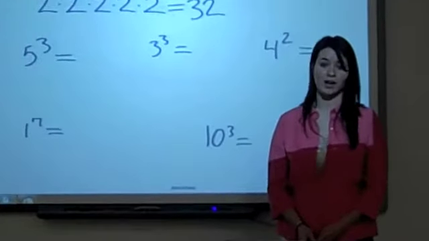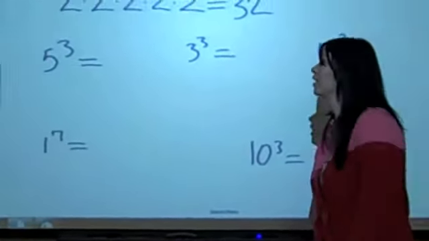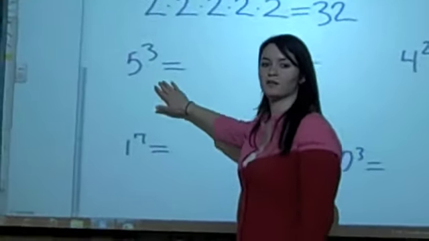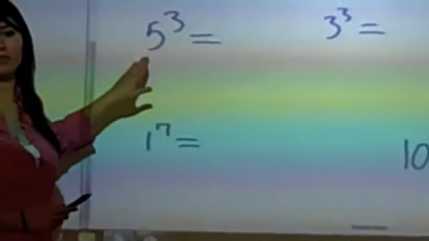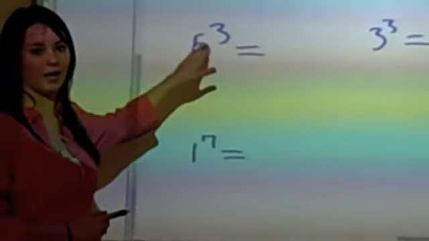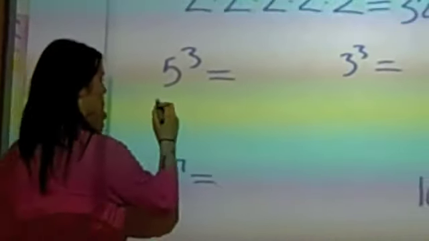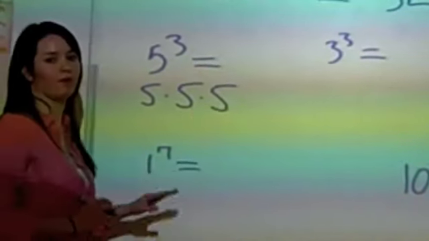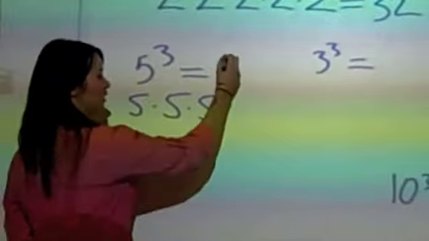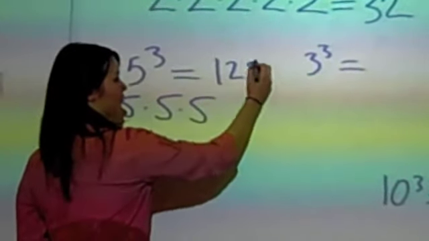Alright, you guys ready to try a couple more examples? Our next example is 5 to the 3rd power. When we look at 5 to the 3rd, we know that we have to multiply 5 times itself 3 times. So 5 times 5 times 5. 5 to the 3rd power is 125.